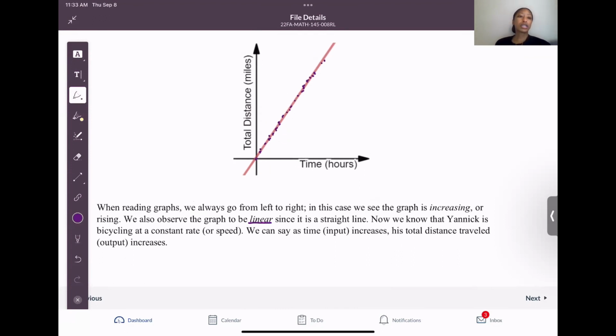So all of chapter 1 is going to be about linear functions, and then on the other chapters we'll talk about other types of functions. Now we know that Yannick is bicycling at a constant rate or speed. We can say as his time increases, his total distance traveled increases as well, because this line is increasing. All right, we just got all of this information by looking at this one graph.